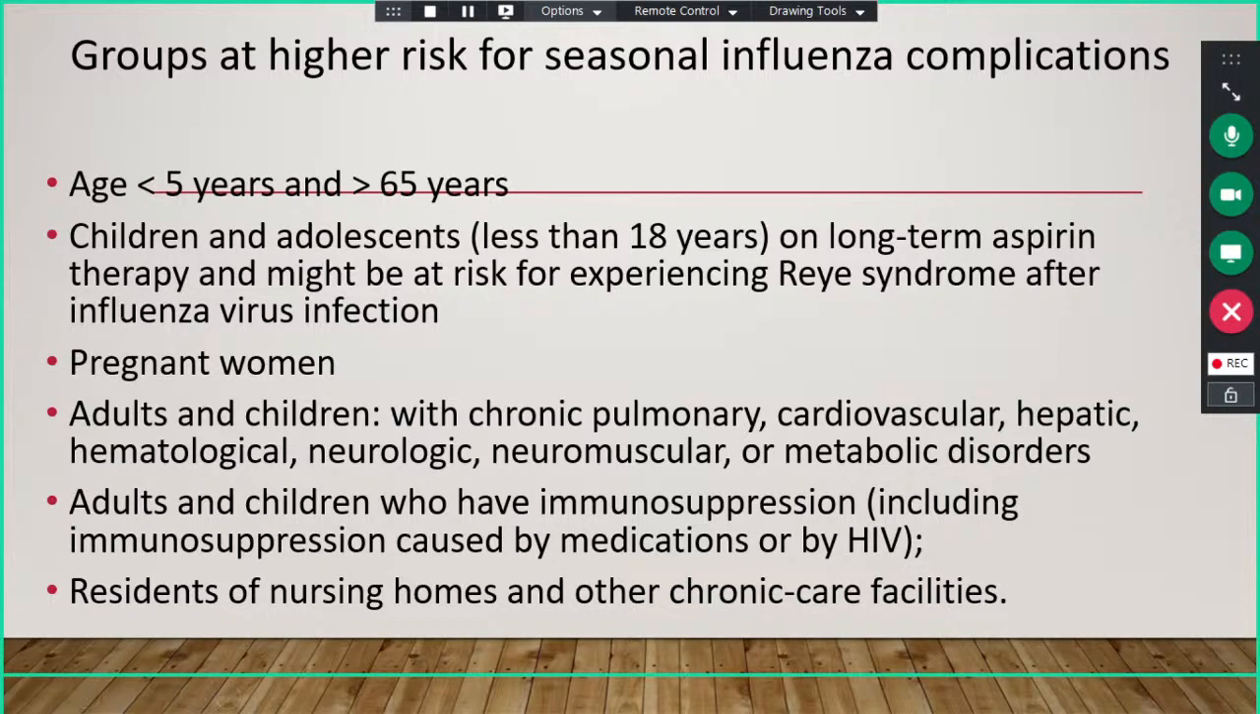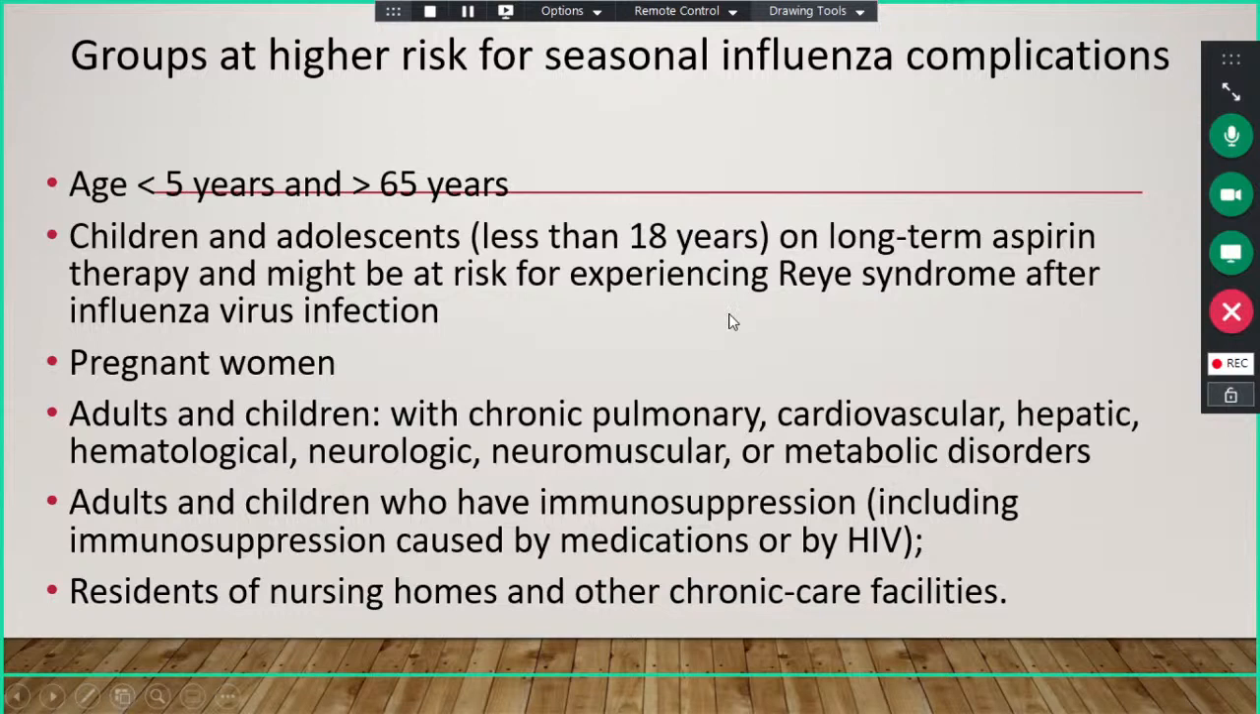Which are the groups that may develop severe disease in seasonal influenza or even H1N1, that is a pandemic? In that case, it was age below 5 years and above 65 years. So infants, young children and the elderly are at risk of developing severe disease even when they get seasonal influenza.